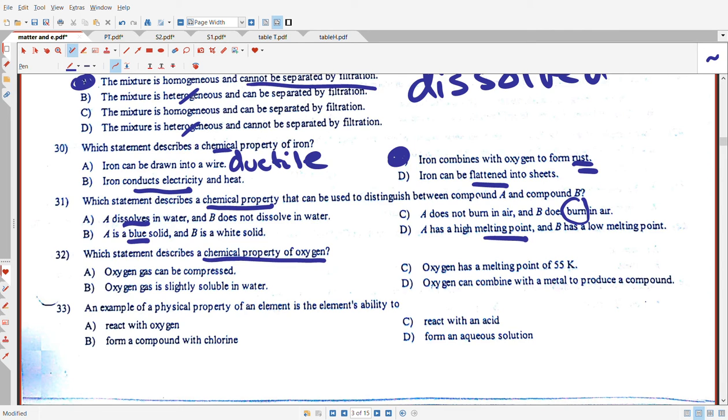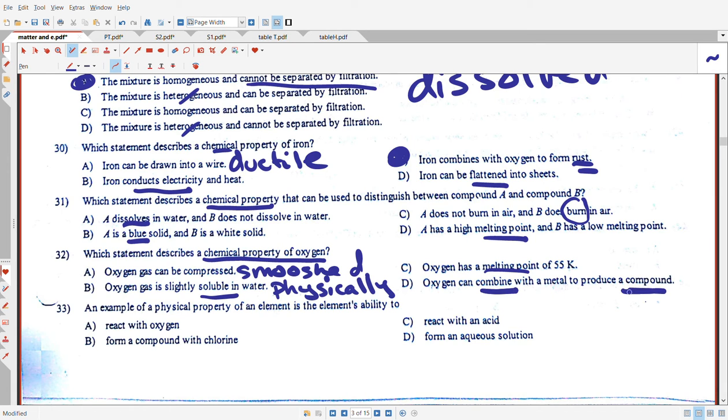Which is the chemical property of oxygen? Well, whether it could be smushed, that's a physical property. Whether it's soluble, we already said that that's physical, because then it would be a mixture. Melting point, that's the temperature at which it melts. That's a physical property. But here we go.